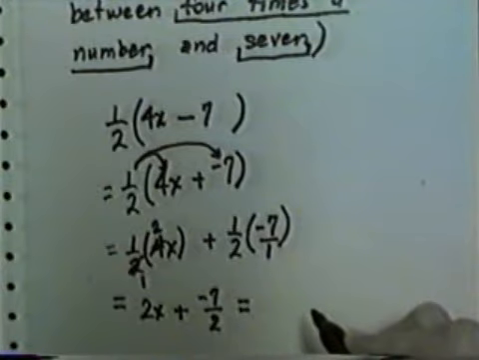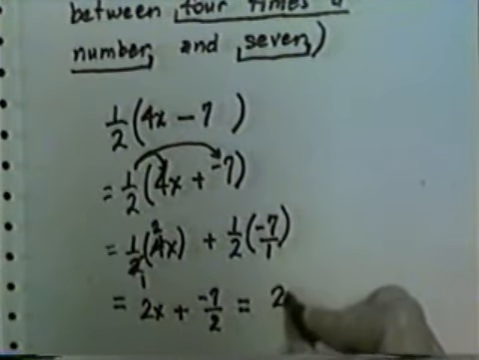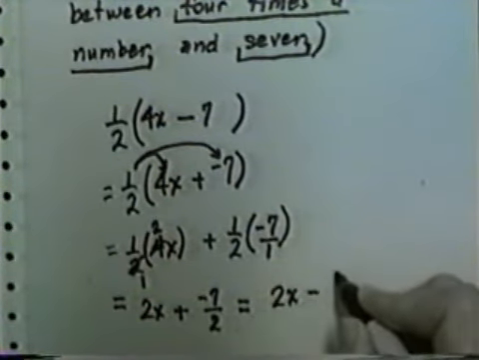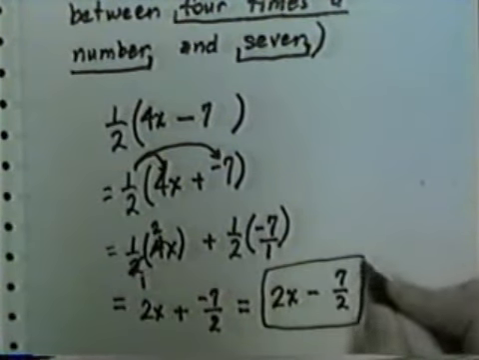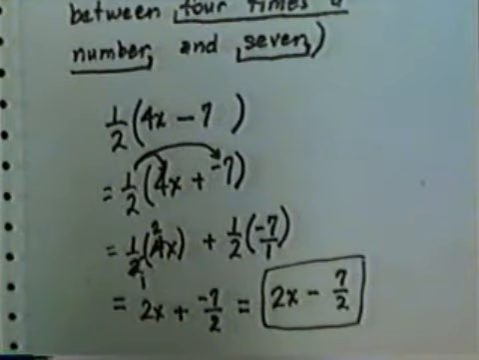Or, writing it in the best form, 2x subtract 7/2. 2x subtract 7/2.